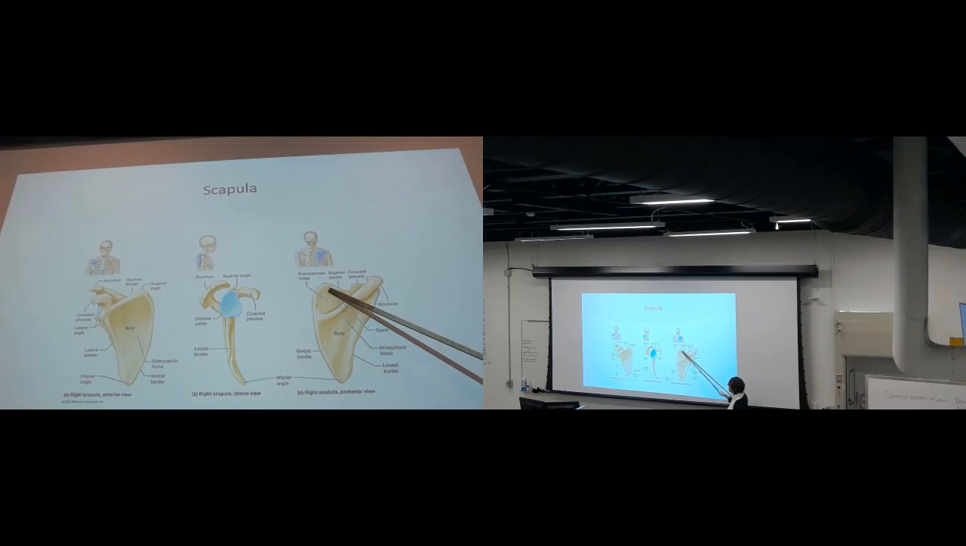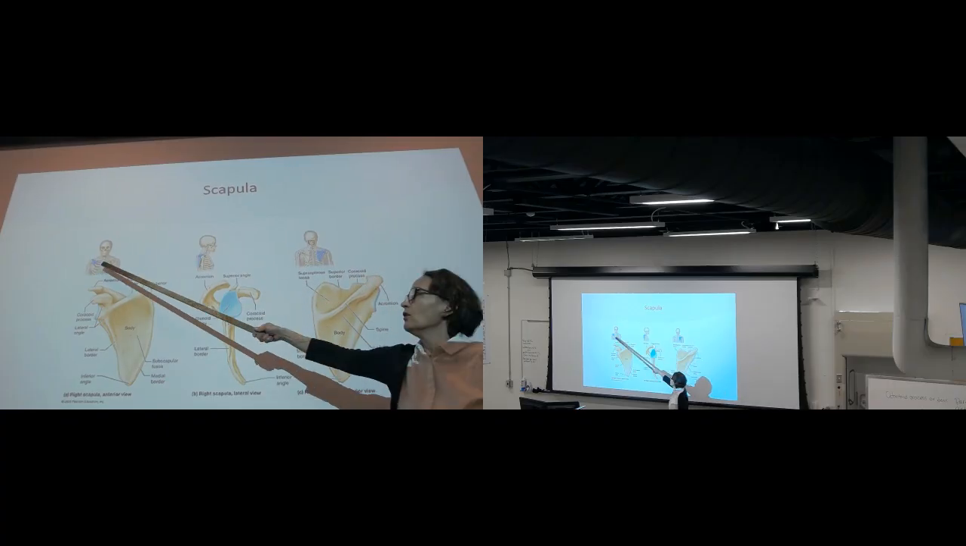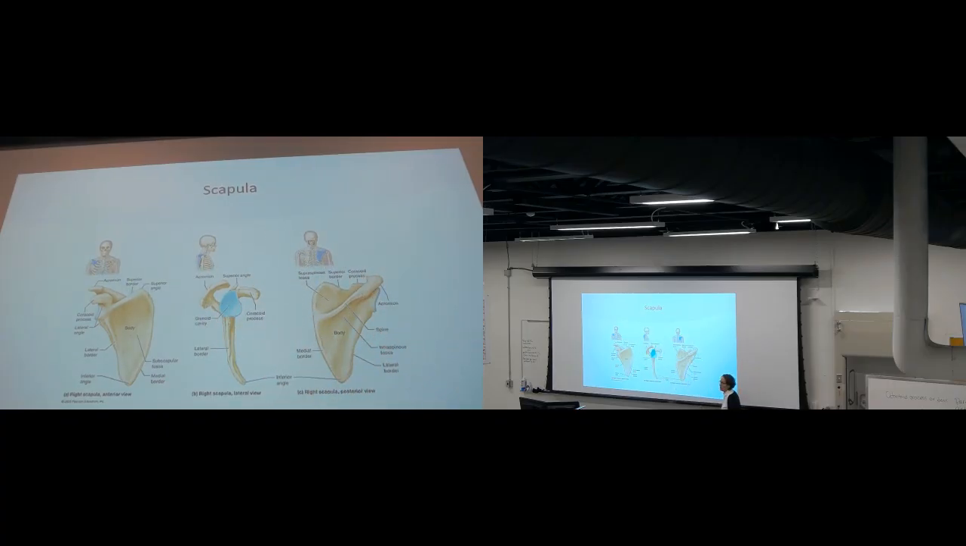And now above the spine, we have a fossa, which is called the supraspinous fossa. Supra, because it's above, spinous, because it's above the spine, and fossa, because it's a depression. And then below the spine, we have the infraspinous fossa. Infra means below. And this is the location of the scapula. It's also known as the wing blade.